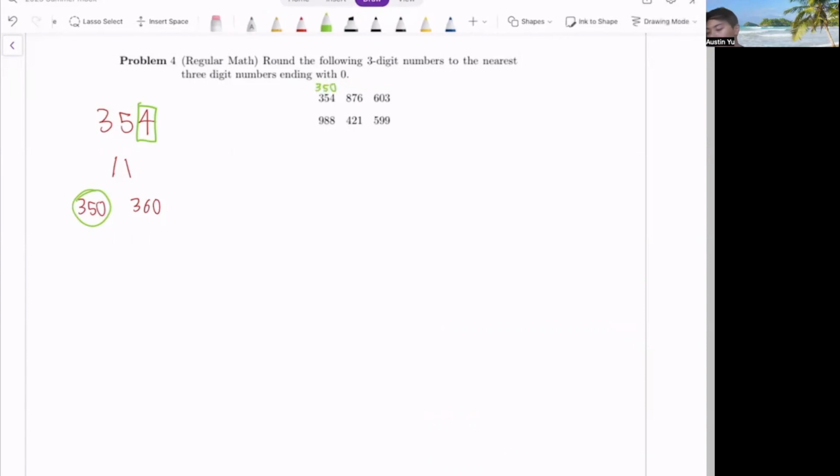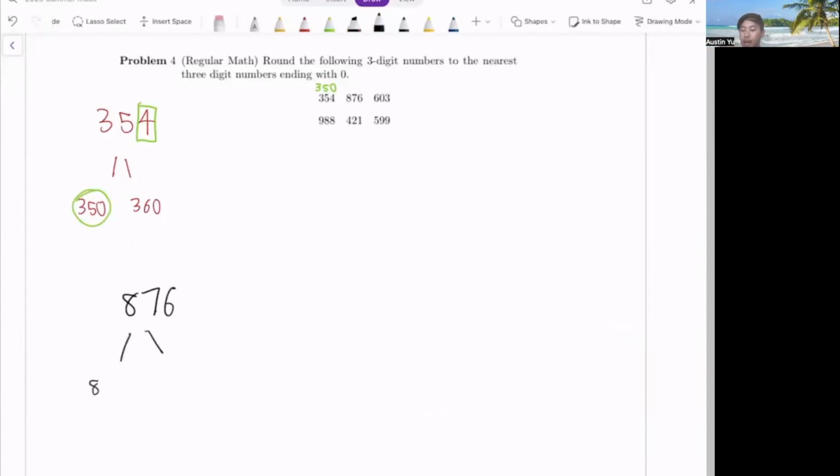The next one, 876. 876 is obviously greater than 870, but less than 880. So we look at 6 again. Is 6 closer to 870 or 880? And the answer is 880, because it's only 4 digits away from 880, whereas 870, it's 6 digits away. Therefore, it's 880. Next one, 603.